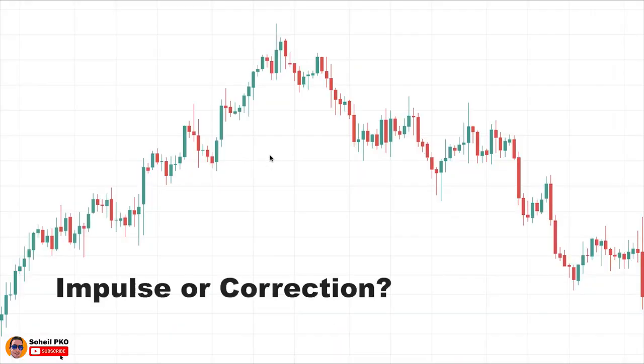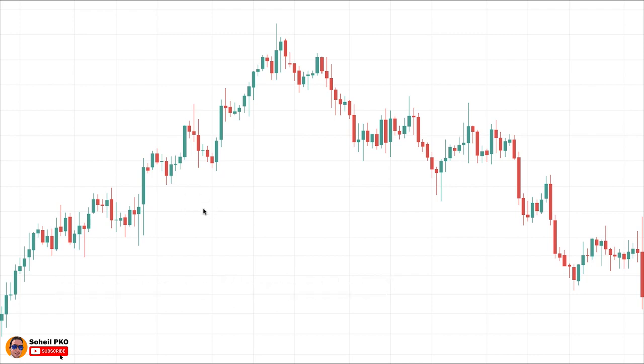Fact number two, impulse or correction. The market is always in two conditions, either trending or not trending. And when the market is trending, there are only two stages in the market, impulses and corrections of previous impulses. So when the market is in an uptrend, we have upside impulse and then correction, and this repeats over time. And when the market is in a downtrend, downside impulse and then correction.